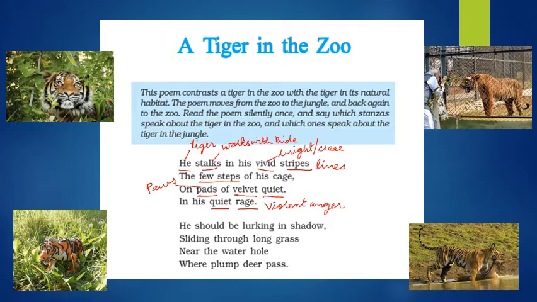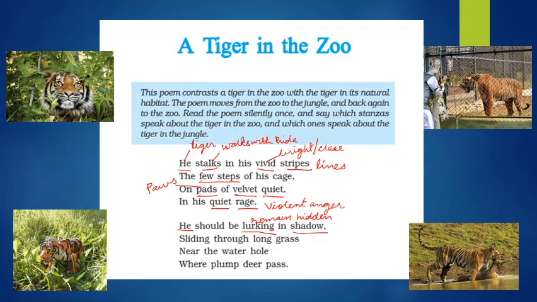Now let's move on to the next stanza. He should be lurking in shadow, sliding through long grass near the water hole where plump deer pass. Here again, we are talking about the tiger, should be lurking in shadow. Lurking means remain hidden in the shadow. So it's hiding in shadow.